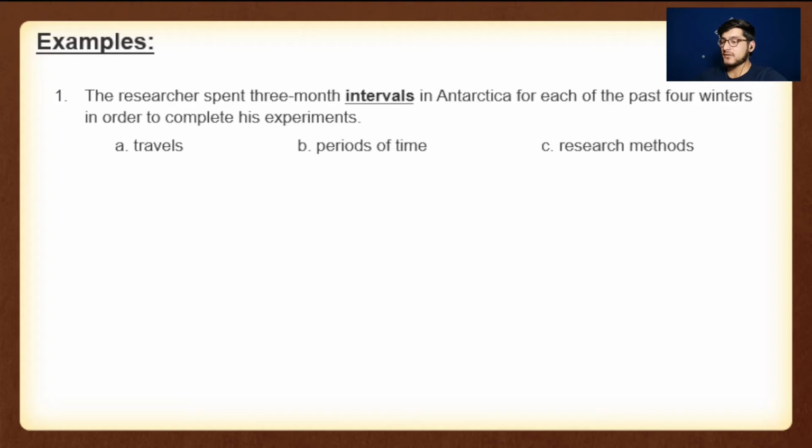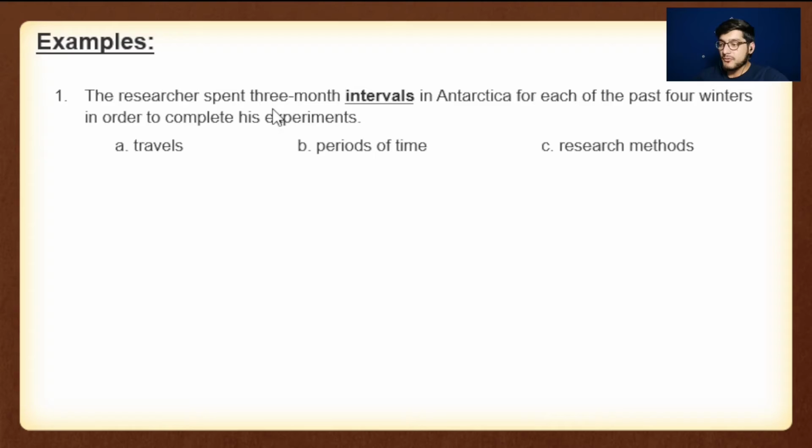In this sentence, the word intervals has been selected and highlighted, and we are provided with three options: A. Travels, B. Periods of time, C. Research methods. Usually in the TOEFL, there are four options for each of the reading questions, but here, because we are using an example, it's okay. So far, by understanding intervals and having the three options here, we can look for the context of the text.